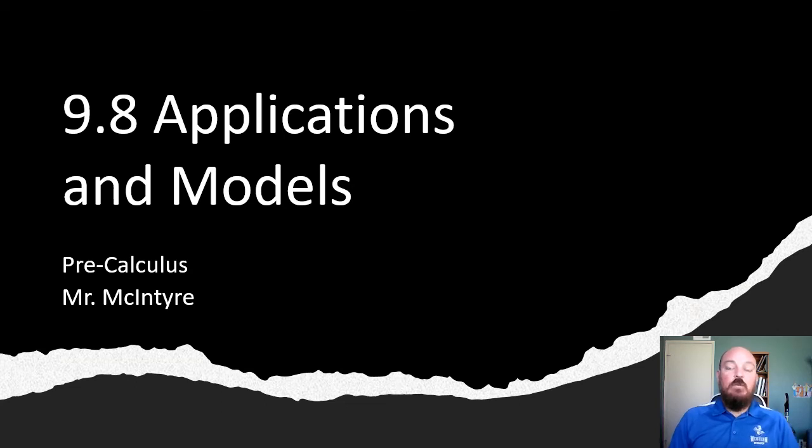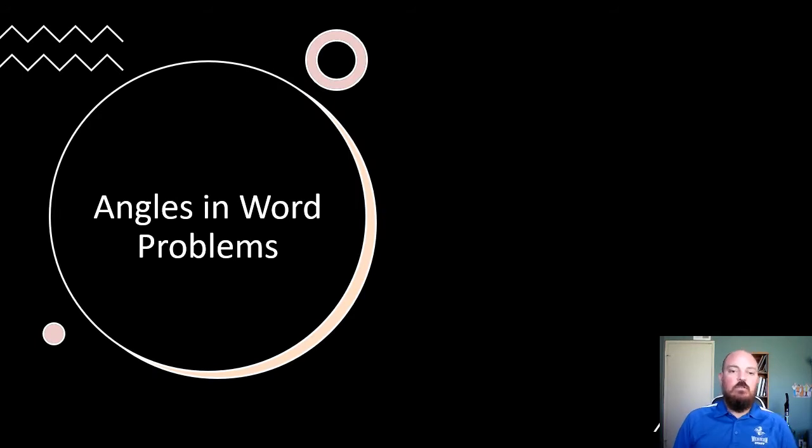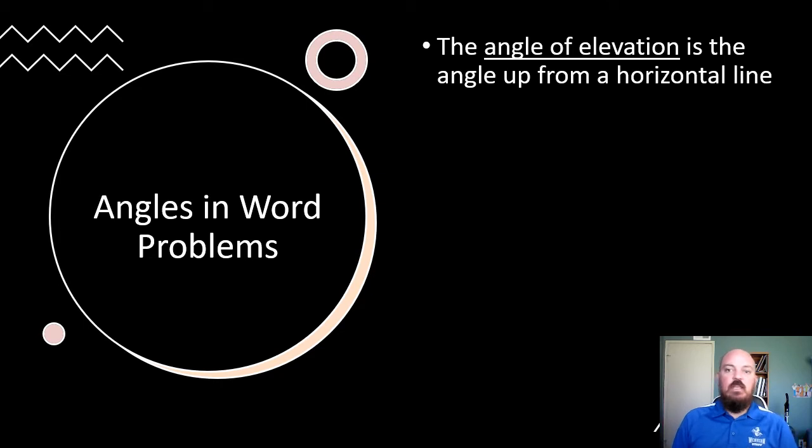Hi everyone. We're going to wrap up the first part of chapter 9 with some applications and models of what we've been learning, or basically word problems. So let's start off by talking about angles in word problems. And there's two vocab phrases that go together.